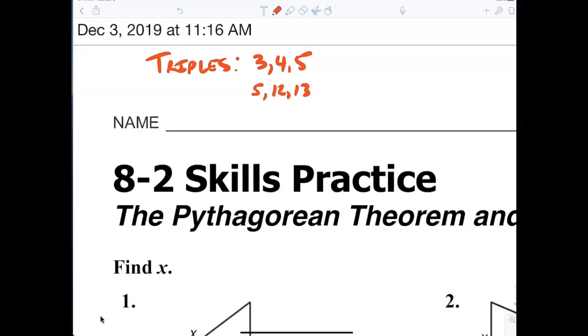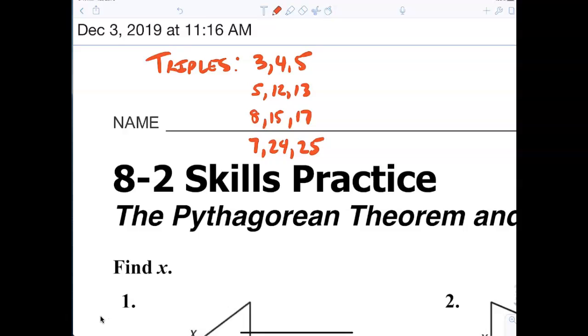Do I care if you know it? No, because you can always just do 5 squared plus 12 squared, and then you'll get 13 squared. All right? After 5, 12, 13, you're supposed to know 8, 15, 17. That's another important triple. And the last one that I see on entrance exams is 7, 24, 25. So those are the 4 main ones that you should focus on.